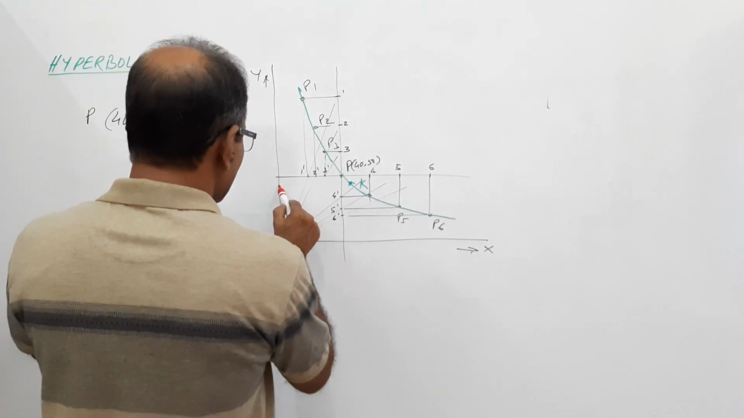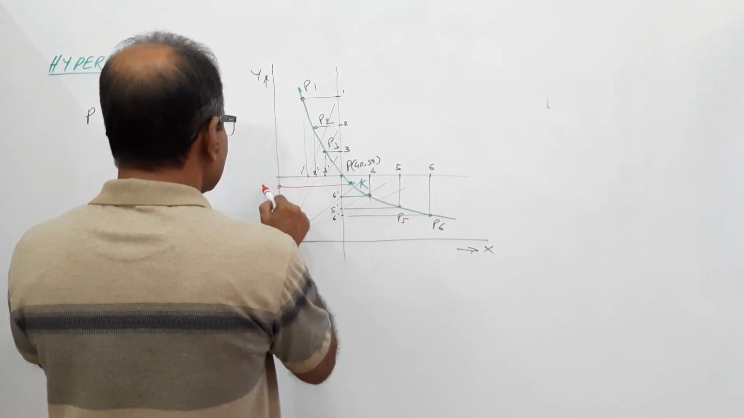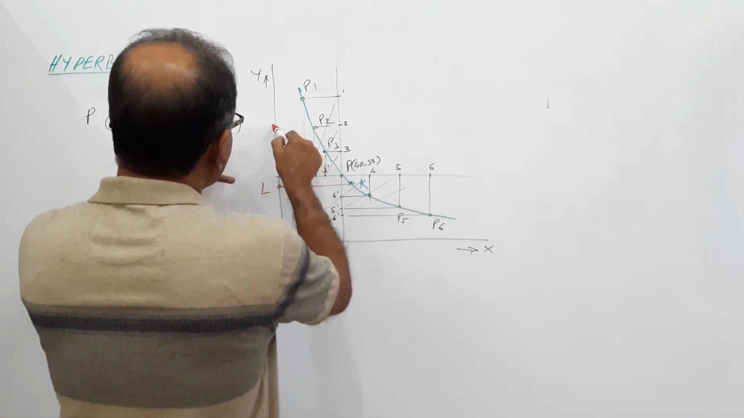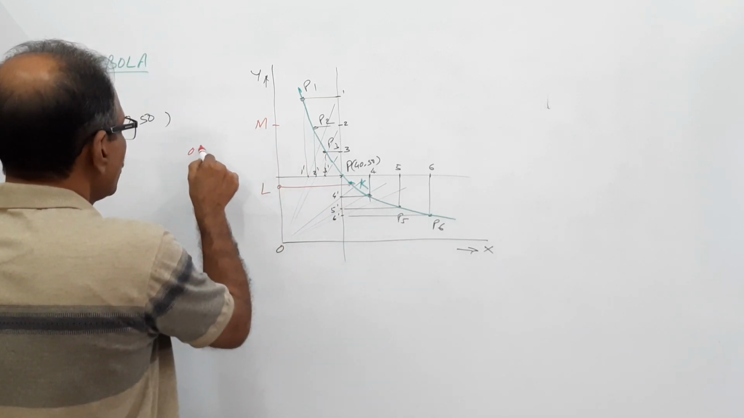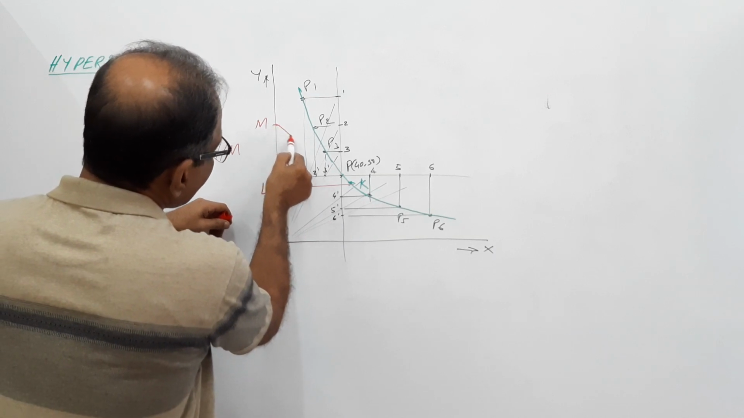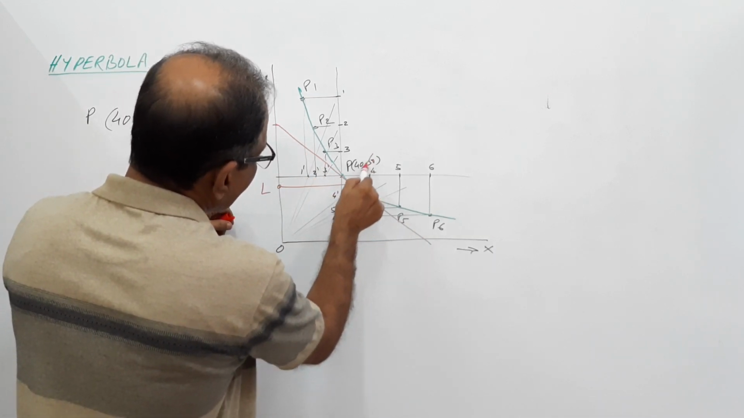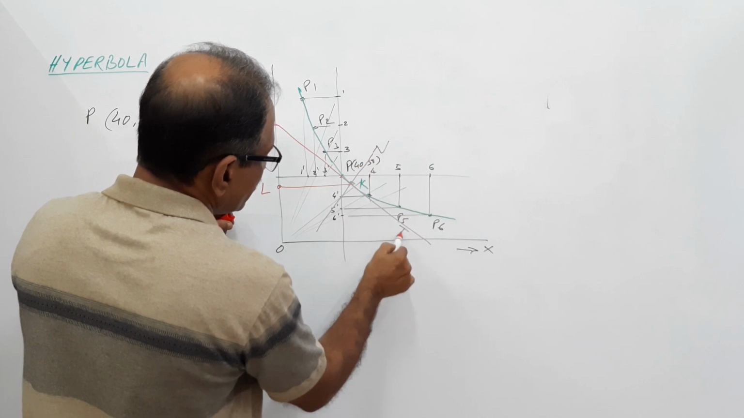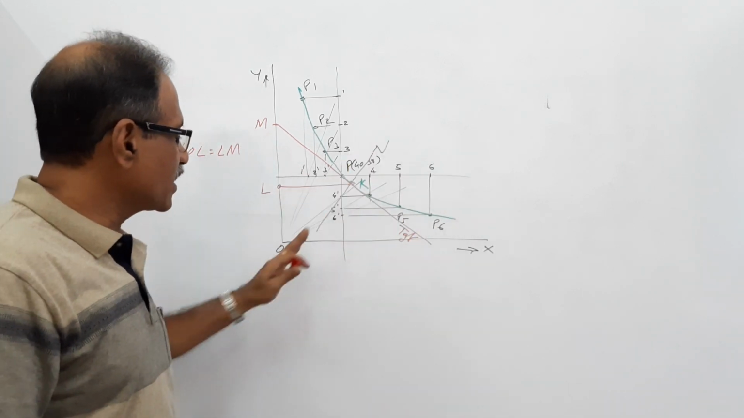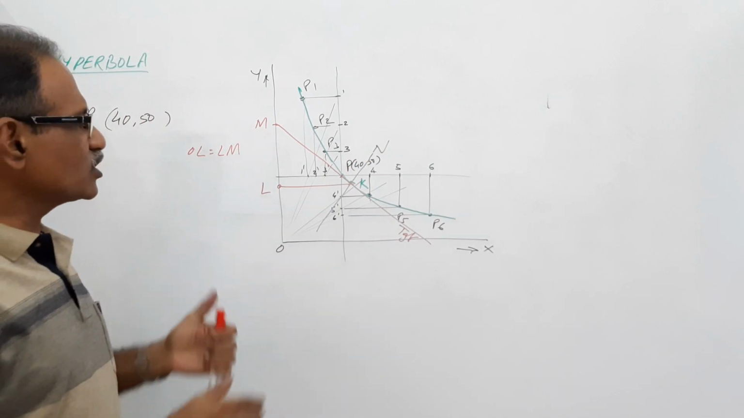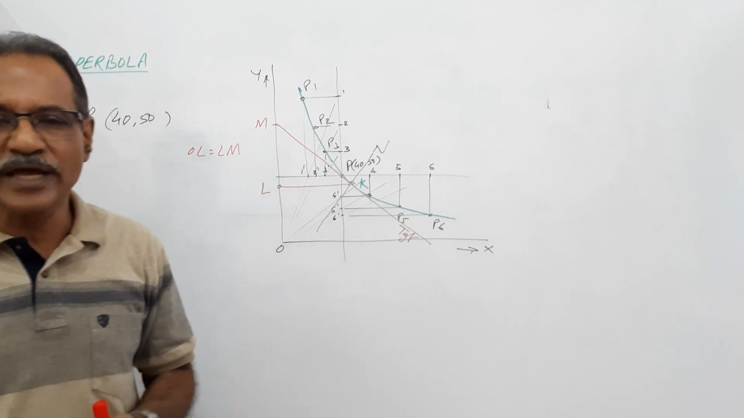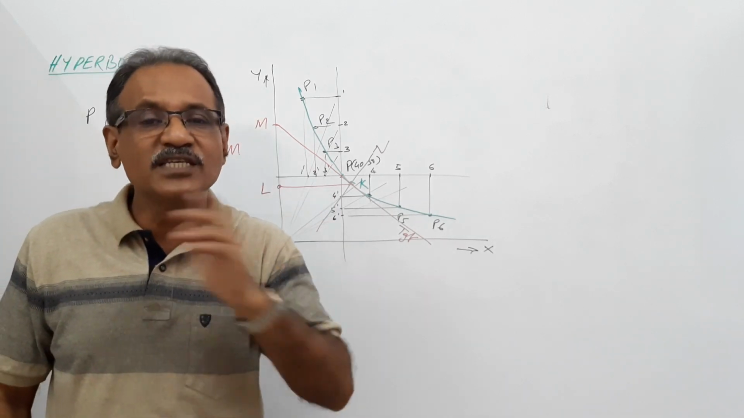Draw a horizontal line through K. It will cut the vertical axis at L. Measure OL and mark up to get M. OL equals LM. MK is the tangent at K and a perpendicular to that is the normal. So this is a very simple procedure to draw a hyperbola when a point on the curve is given.